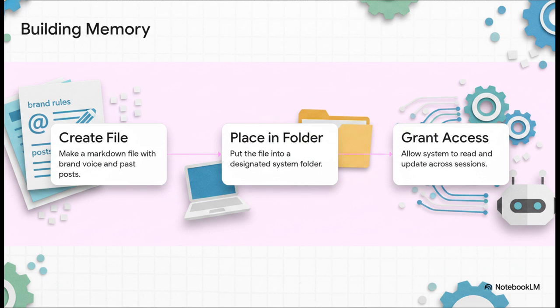Step 1, create a simple text or markdown file detailing your brand rules and dropping in a few examples of your best past posts. Step 2, put that file into a designated folder on your computer. Step 3, grant your agentic system access to read and update it. That is literally it. The system will now carry context between sessions, learning what subject lines get the best open rates, and compounding its knowledge over time.